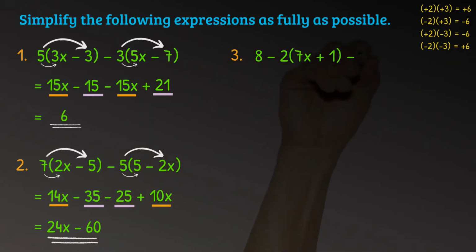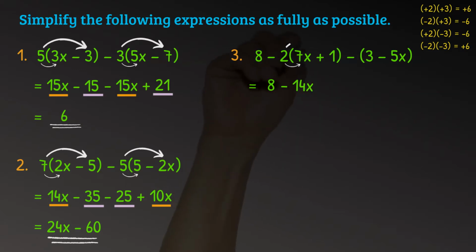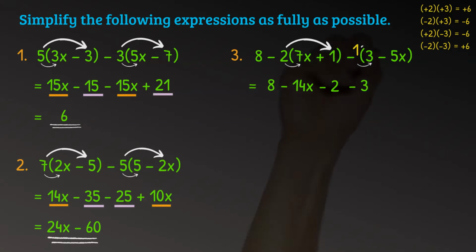So the third question starts with an 8, which is a constant that's not multiplied by anything, so it stays the same. And then we multiply out the bracket that follows it. So we have minus 2 times by 7x, which is minus 14x, and minus 2 times by a positive 1, which gives us minus 2. And the next bracket doesn't have a constant in front of it, so it's a 1. So we have to times both terms by minus 1.